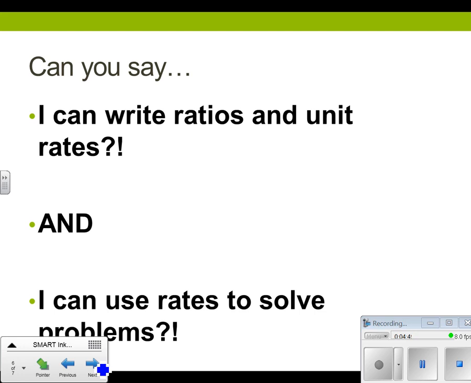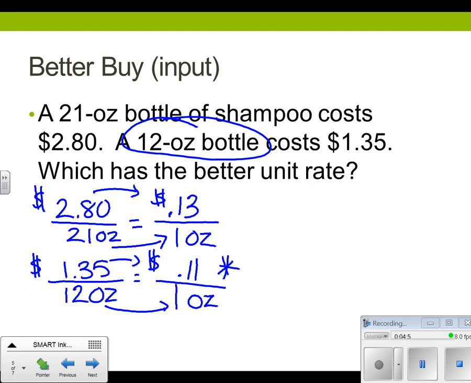Oh, and I guess one quick thing here too is you can estimate too. If you know that you've got 12 ounces, you could double that and see what doubling it would be. Doubling that would be $2.70 for a 24 ounce, and that's cheaper than the 21 ounce bottle. So you can look at it that way too, but all better buy problems can also be solved by figuring out how much is just one.